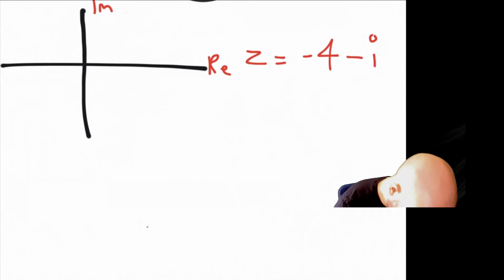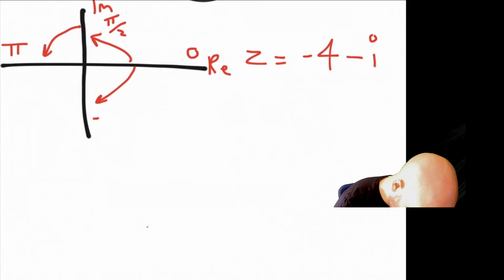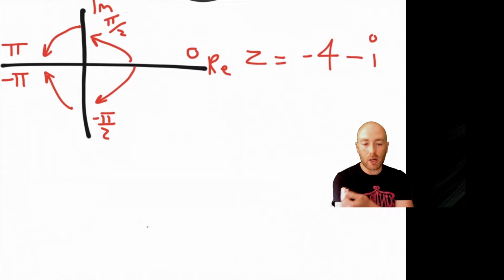So this would have an angle of 0. Up to there would be pi by 2. That would bring us to pi. That'd be a rotation of minus pi by 2. That'd be a rotation of minus pi. So that explains why your sign was negative.